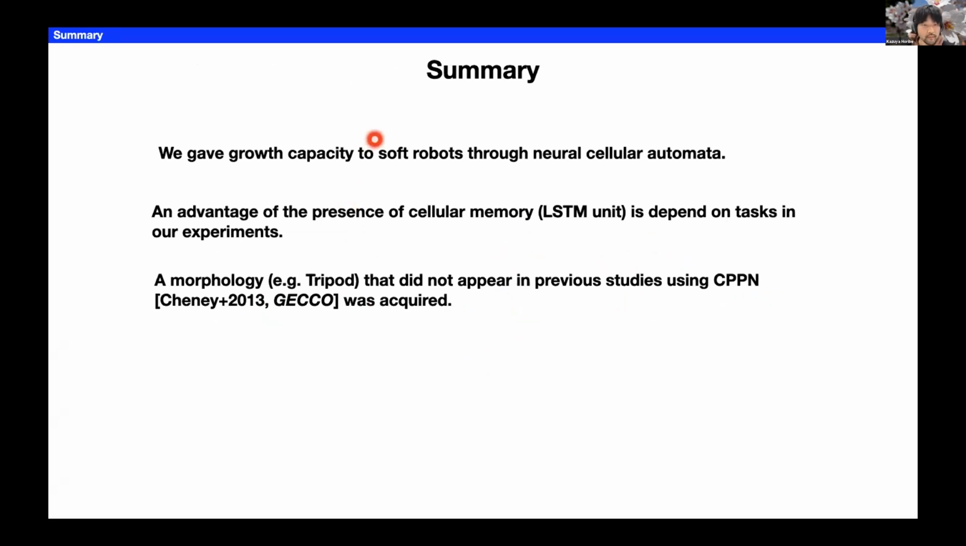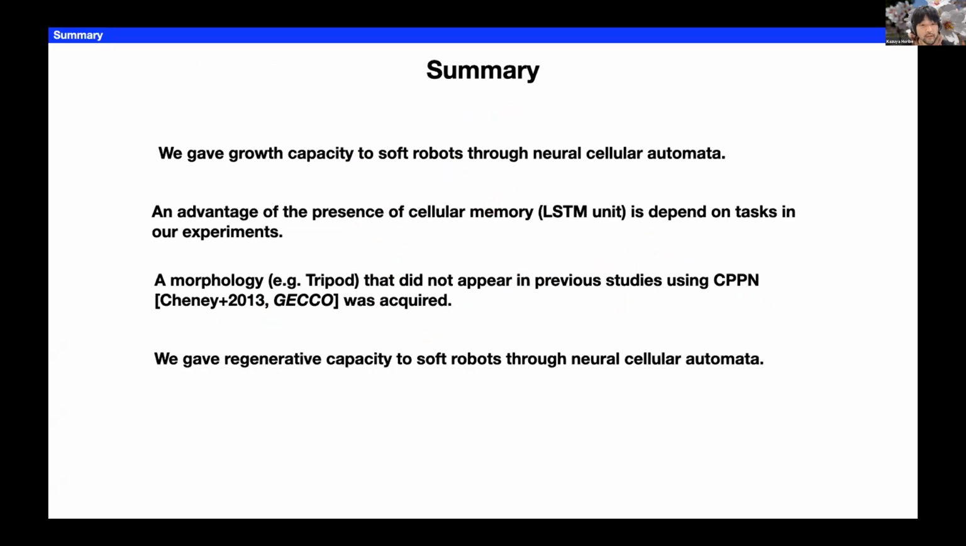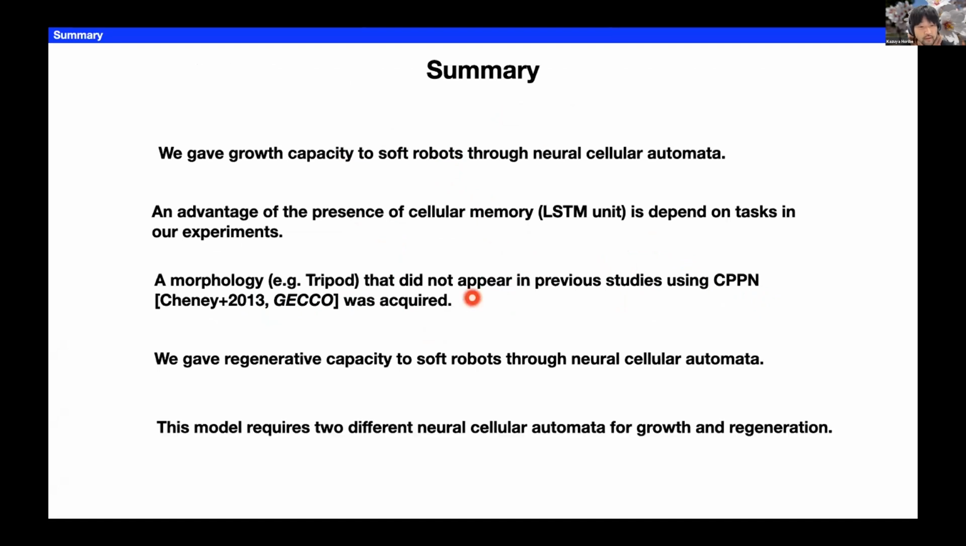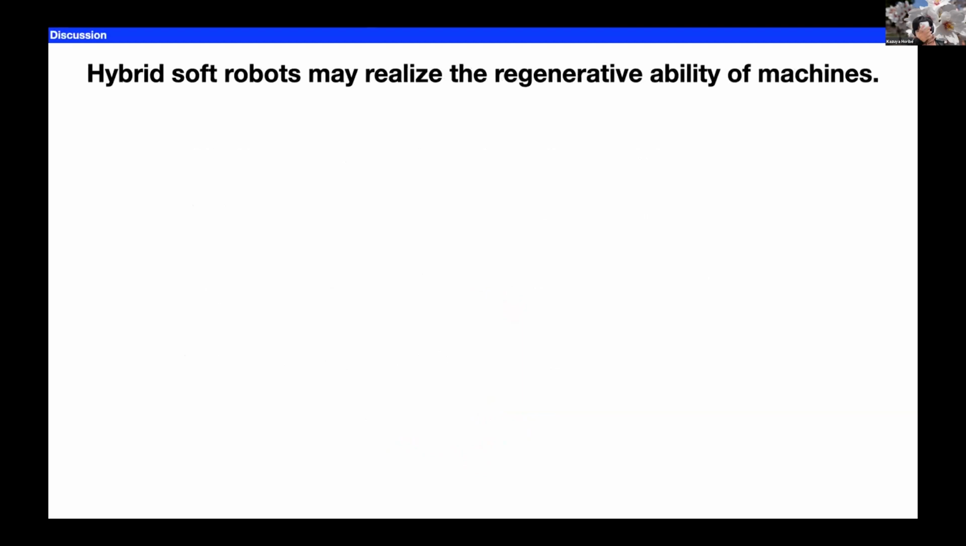So this is the previous summary, and we can give regeneration capacities to soft robots through neural cellular automata, but we need two different neural cellular automata for growth and regeneration. So we should try to use only one neural cellular automata in the future. So this is the last slide.